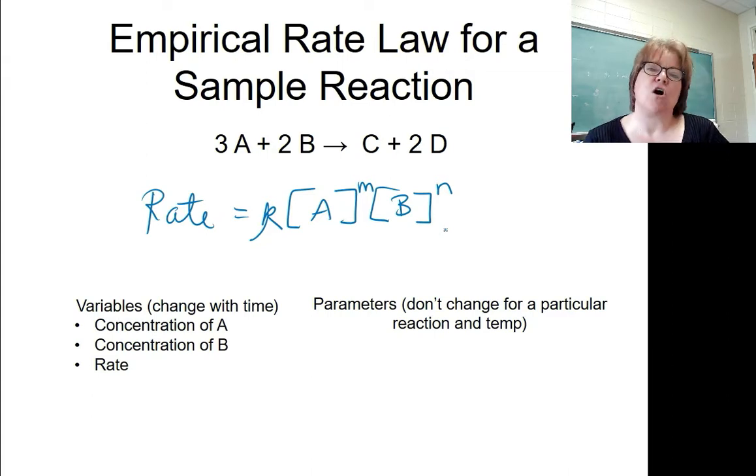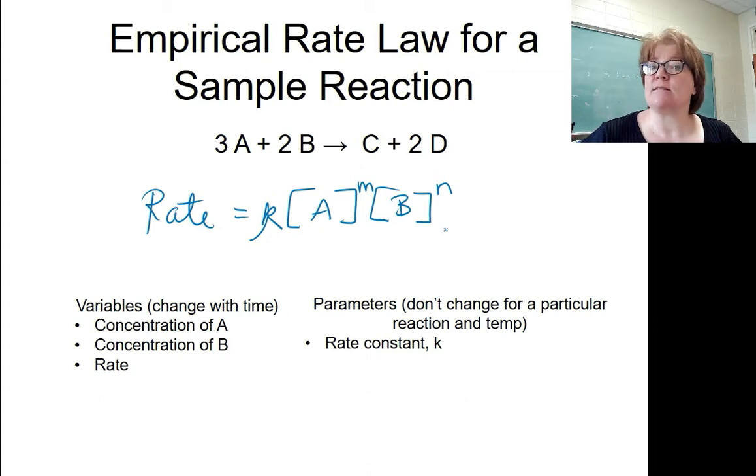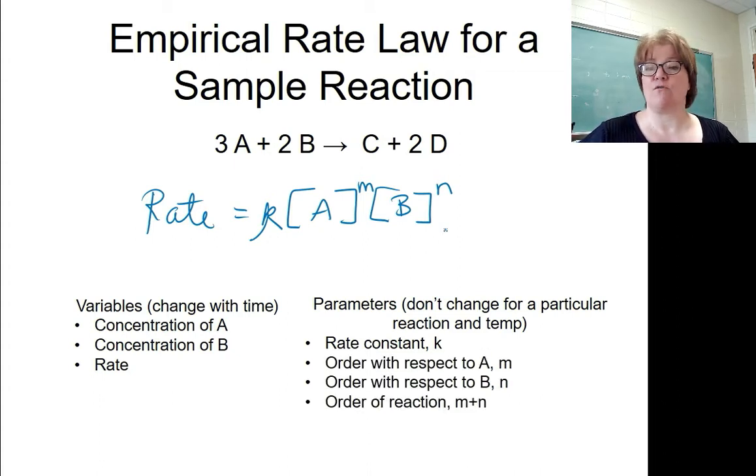Now, the parameters are things that aren't going to change with time. They are things that might change with a different reaction or a different temperature, but once I know them for a specific reaction or temperature, they're not going to change. So parameters would be something like the rate constant and the orders, M, N, and the overall order M plus N. Once I find them, they're going to stay the same.